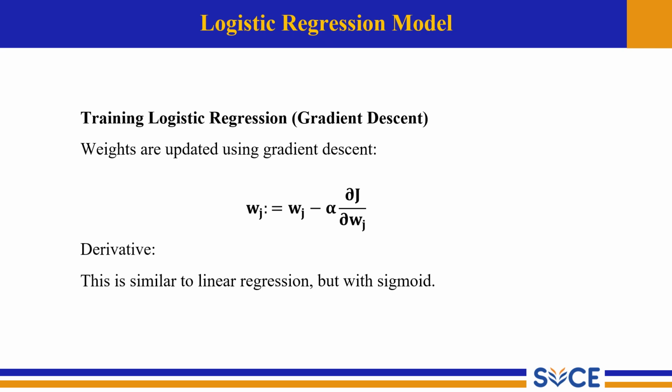The main difference from linear regression is that in logistic regression, our predictions pass through the sigmoid function. This means the derivative accounts for the sigmoid, but the overall idea remains the same. We move the weights in the direction that reduces the loss. So in short, logistic regression training is iteratively adjusting weights through gradient descent, using the probability-based predictions from the sigmoid function to guide the updates.